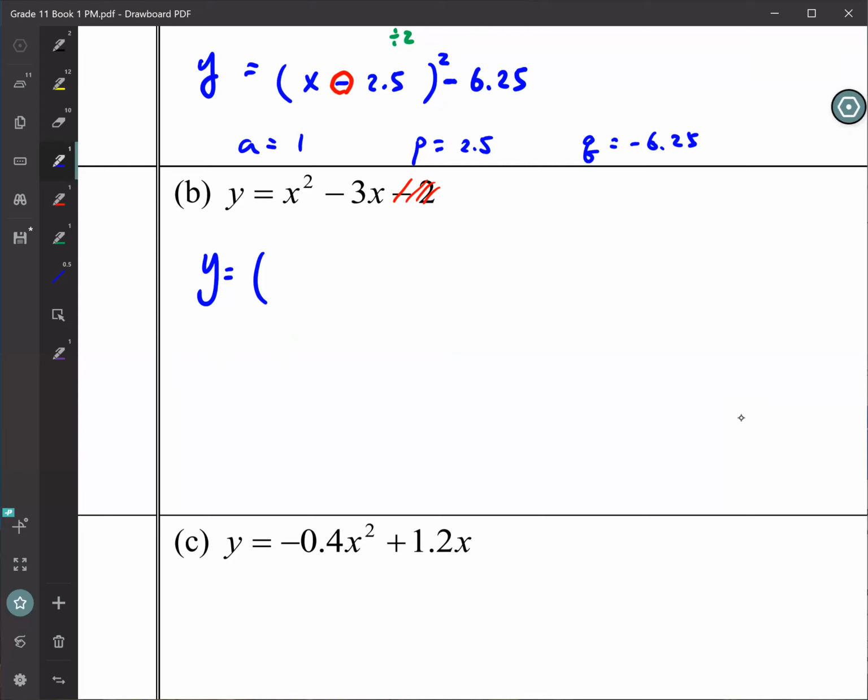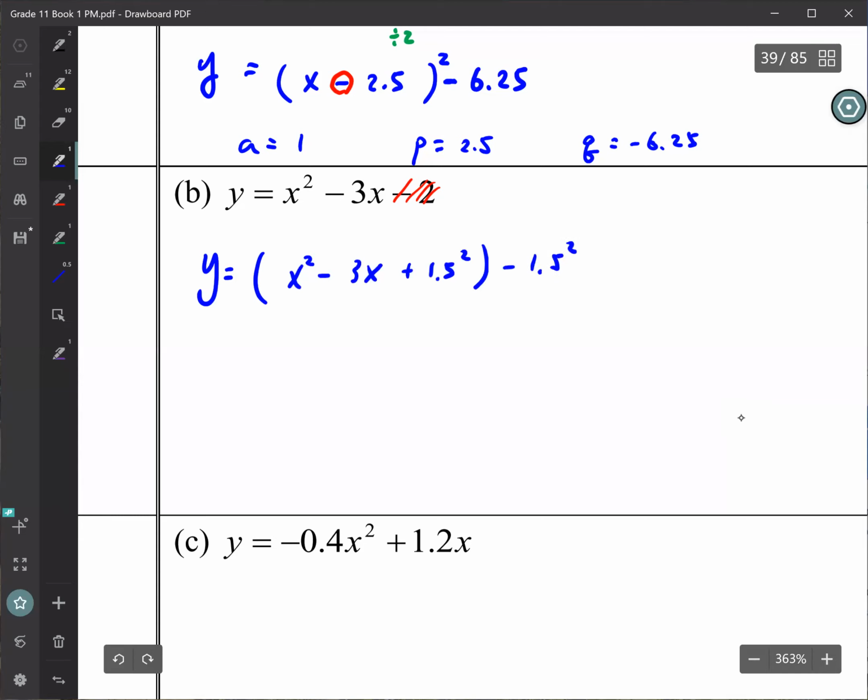All right, so let's quickly go over this one. Can I have Harry? Can you tell us what you got for the first line? X squared minus 3x plus 1.5 squared bracket minus 1.5 squared. And then? And then, oh, and then -2. Yes, very good. Okay, and then we can complete the square.